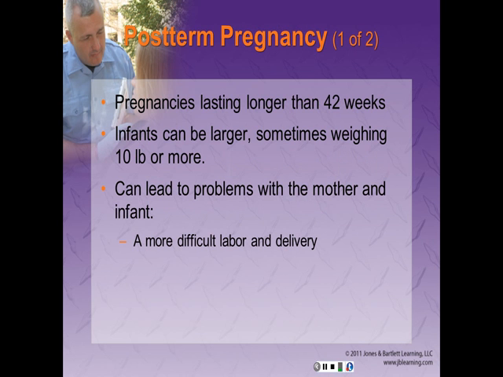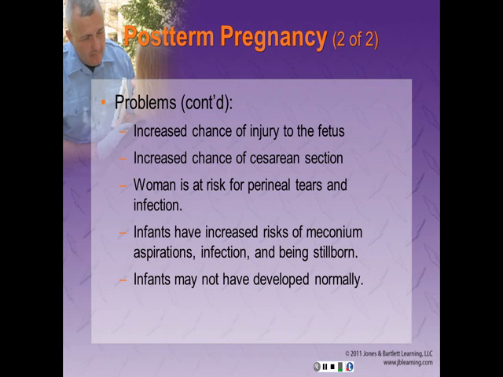It is obviously a more difficult labor and delivery, and there is an increased chance of injury to the fetus. There's also increased chances of a C-section, and the woman is also at risk for perineal tears and infection. Infants have increased risks of meconium aspiration, infection, and being stillborn, and they may not have been able to develop normally because of the restricted size of the uterus. You should be prepared to resuscitate the newborn, as respiratory and neurologic functions may have been affected.